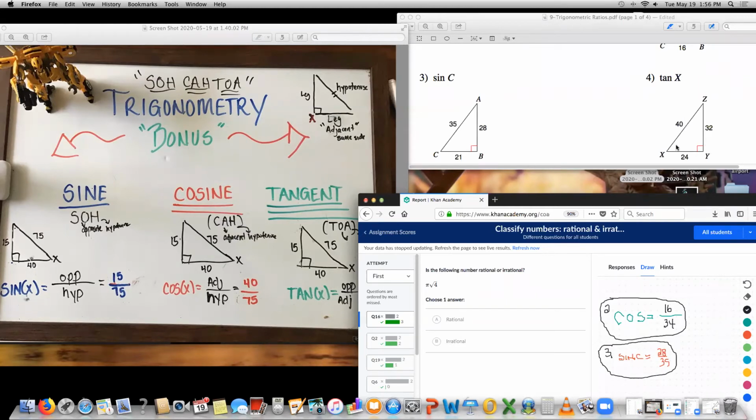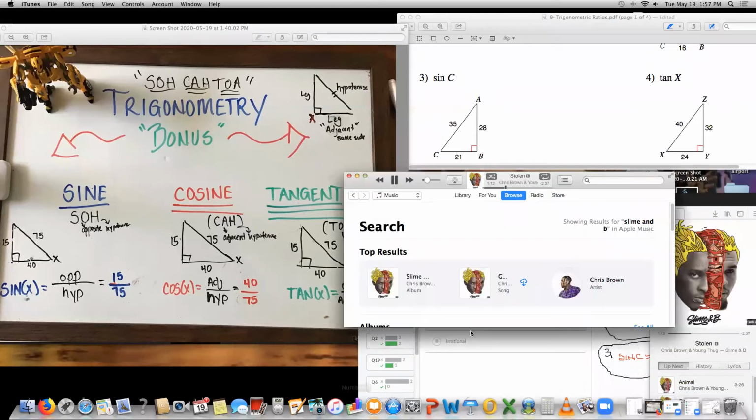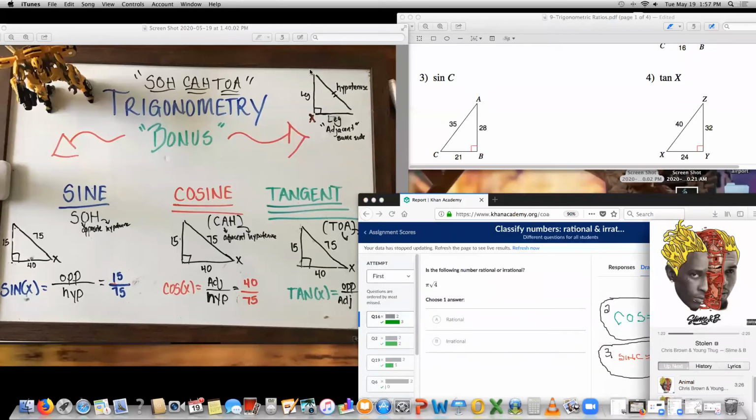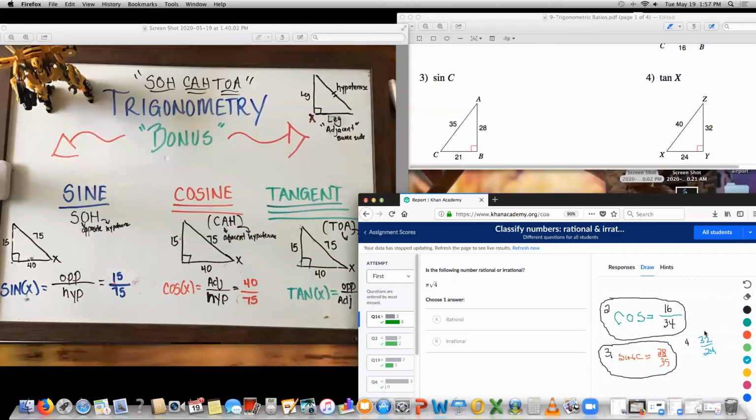Number four, what would be the tangent of X? Is it 32 over 24? Opposite over adjacent. Good job. So your tangent at that time, the opposite of X, is 32 over 24. Hey, guess what? Y'all know trigonometry. Now we can go a little bit further. So we had 32 over 24. That was correct.